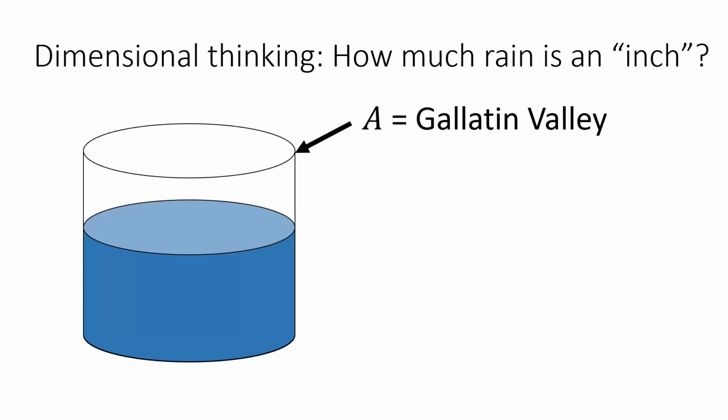It's one of those things that we all feel like we know, we understand, but how would you describe it to somebody else? How would you tell somebody, whoa, we got an inch of rain? What does that mean? Is that a lot? Is it a little? How do you know?